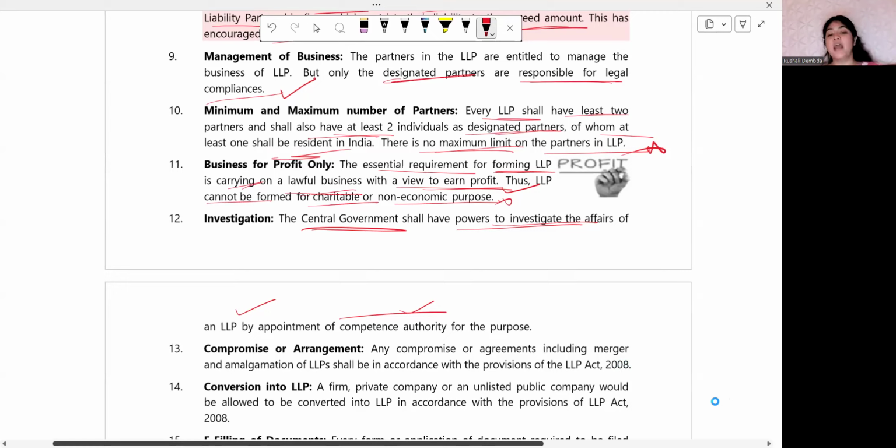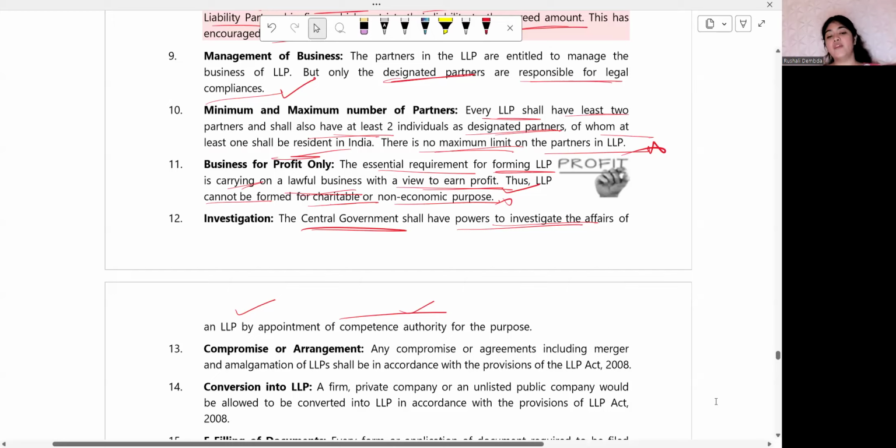Compromise or arrangement. Any compromise or arrangement, including merger and amalgamation of LLPs, shall be in accordance with provisions of the LLP Act 2008. Any merger of two LLPs, any compromise, or change in PSR, all these will be covered under the LLP Act 2008 for the companies registered under the LLP Act 2008.